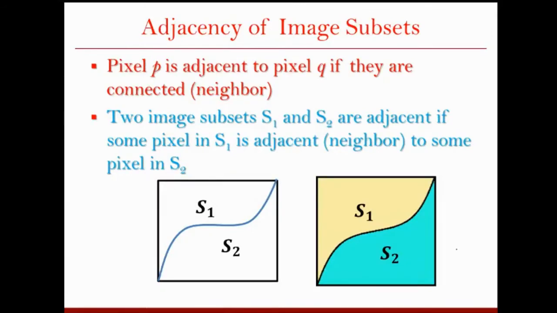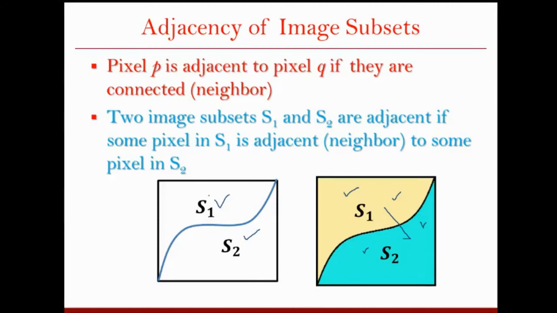Okay. Now, by using the adjacency of pixels P and Q, we can define adjacency of image subsets. So, for example, you have two image subsets here, S1 and S2, and you want to say that they are adjacent to each other. That means this region or subset and this subset are adjacent to each other. To define that, we have to find pixels P and Q in these regions which are actually adjacent to each other. So if you find some pixel P and Q connected in these two regions, then we can say that they are adjacent to each other.